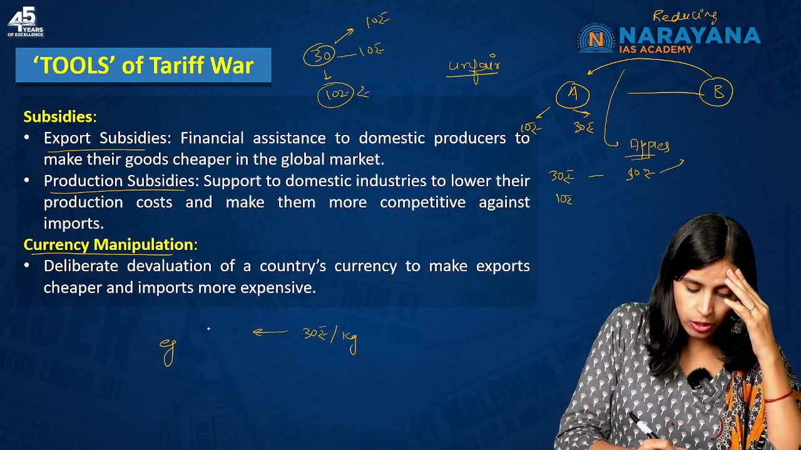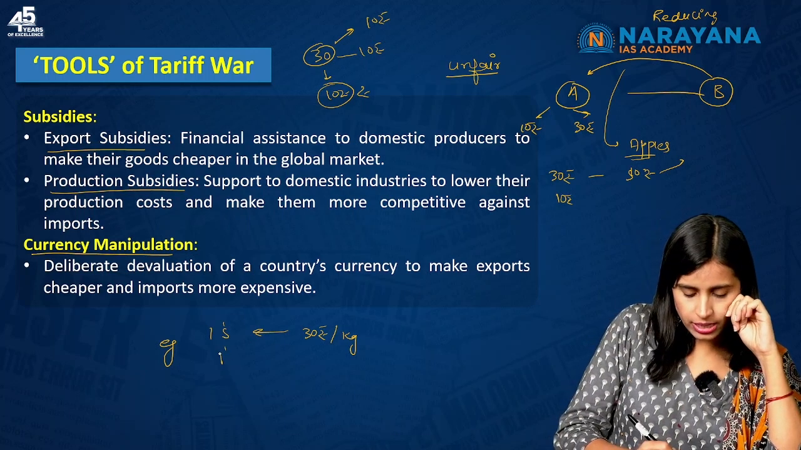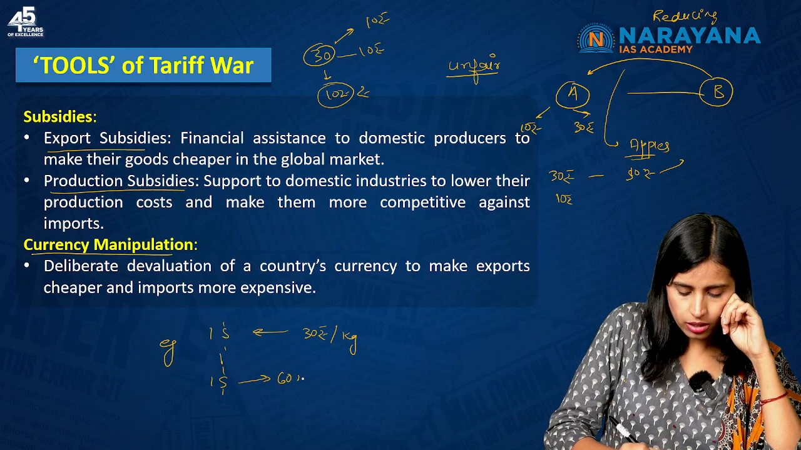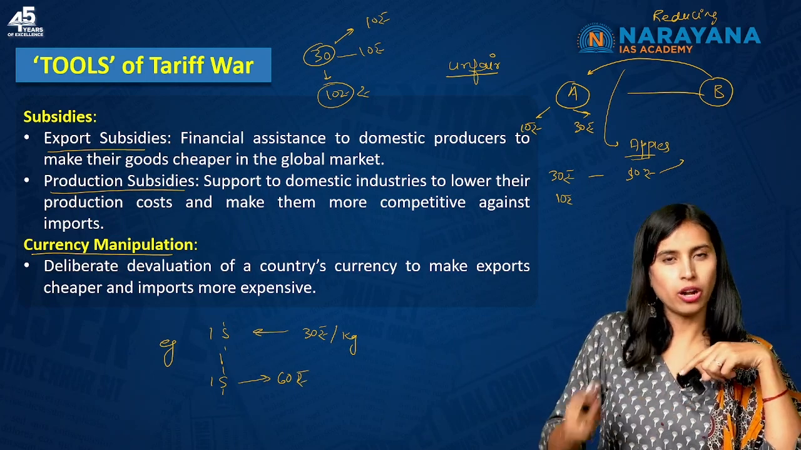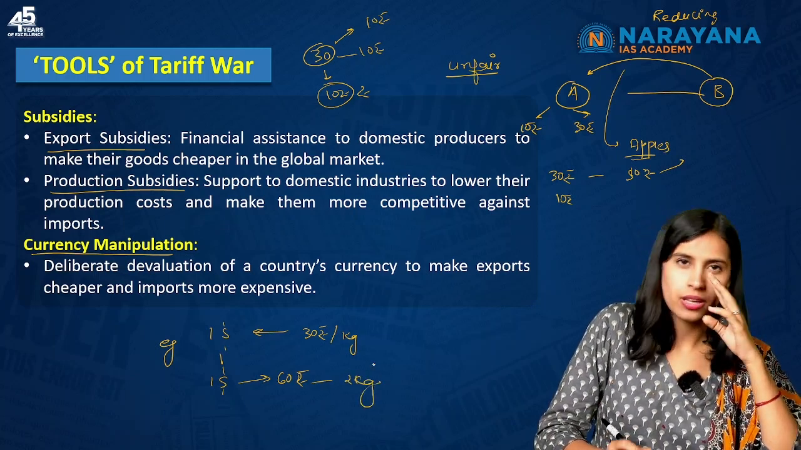Now 30 rupees is equal to $1. Now what if the currency is devalued? In such a case, $1 is now equal to 60 rupees. Earlier $1 was equal to 30 rupees. Now here $1 is equal to 60 rupees. And with 60 rupees, you can buy 2 kg of apple.